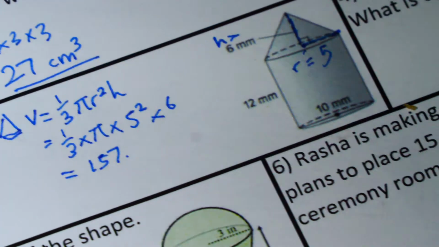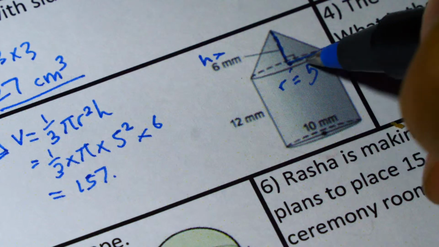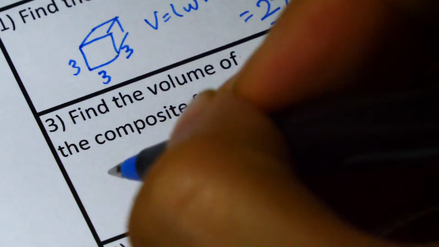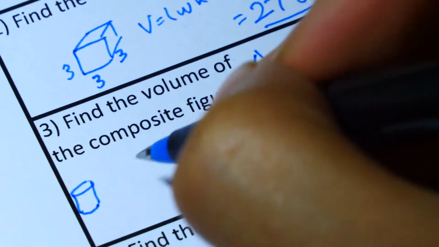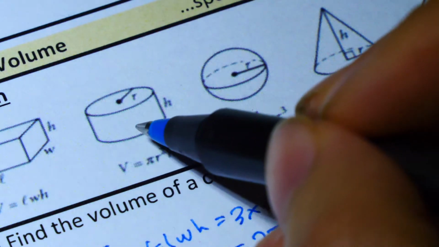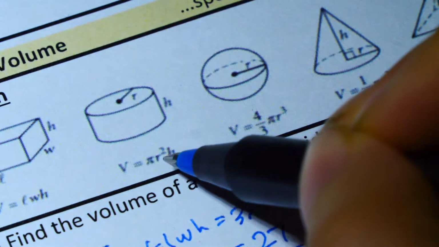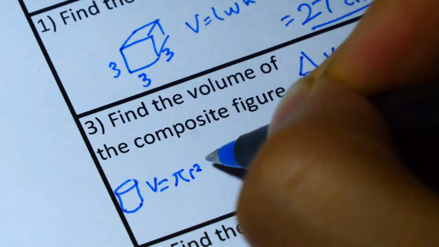Okay, now we have another shape. We have this cylinder here. Volume equals, and we can use this equation, this is a cylinder, pi r squared h.